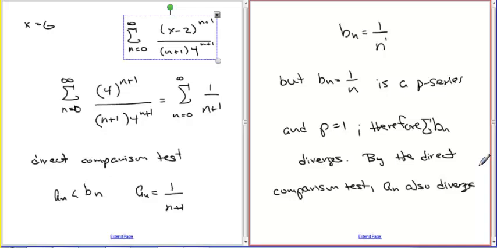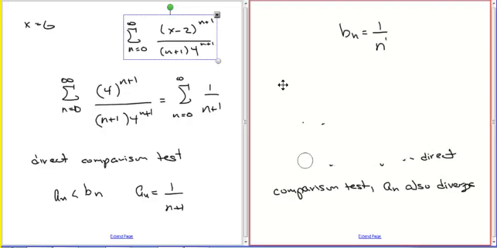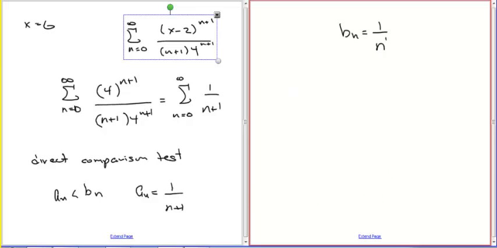That's not true, because that would work if it converged, but in this case it's not that way, so we can't use the direct comparison test, but we could use the limit comparison test. If it was n minus 1, we could use the direct comparison test, but since it's n plus 1, we can't. So let's erase that. That's wrong. But hopefully you can appreciate why that doesn't work.